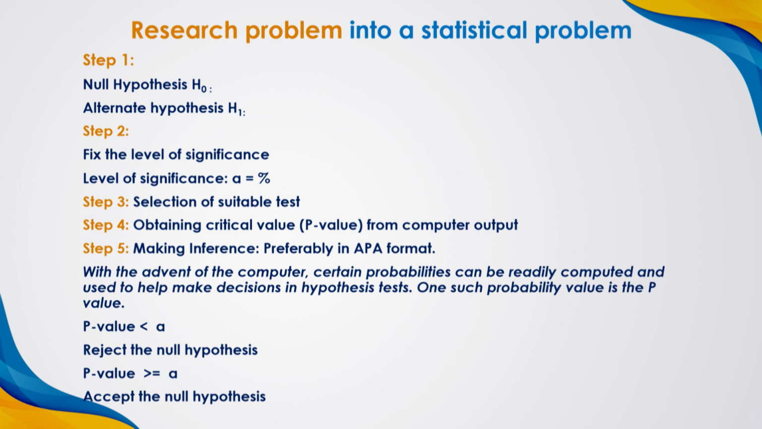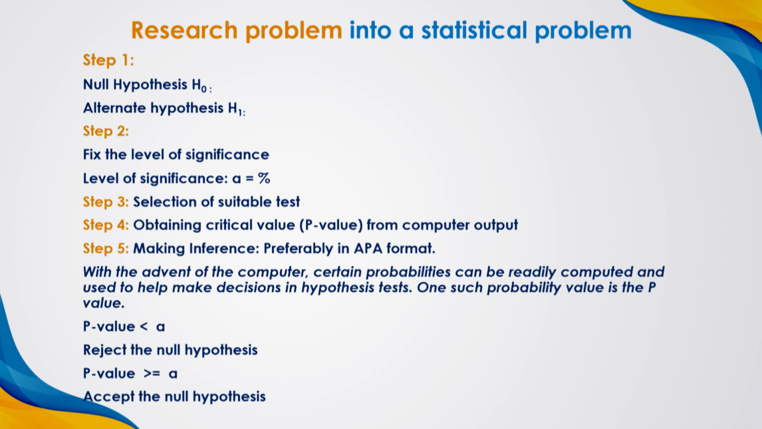We will see how a research problem can be changed into a statistics problem. When it comes as a statistical problem, it involves 5 steps, and those 5 steps are given one by one in the slide. Now, I am going to explain step 1. In step 1, we have 2 hypotheses. One is called the null hypothesis H0 and the other is called the alternative hypothesis H1. These 2 hypotheses are to be framed by the researcher based on his research hypothesis.